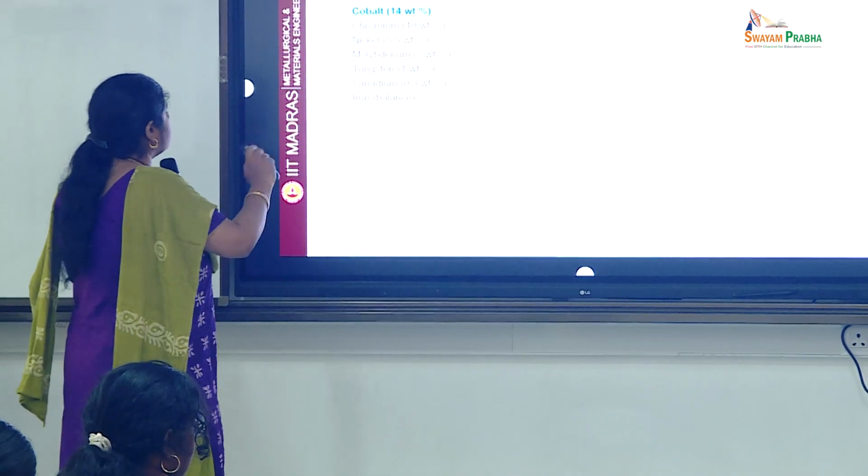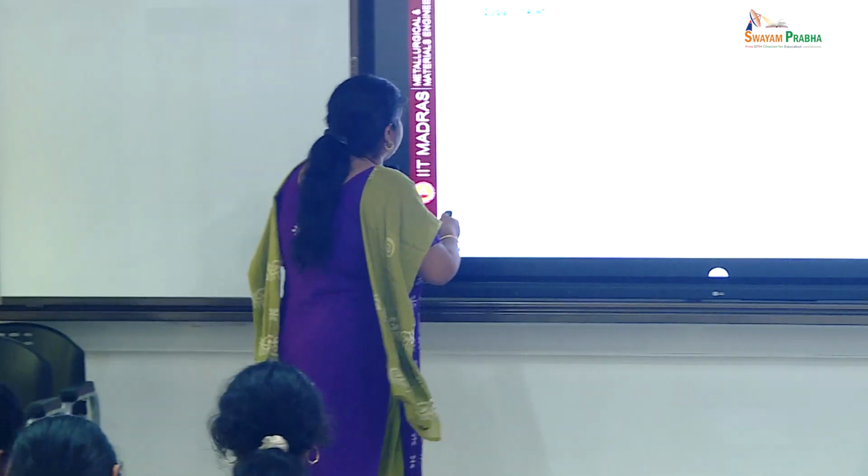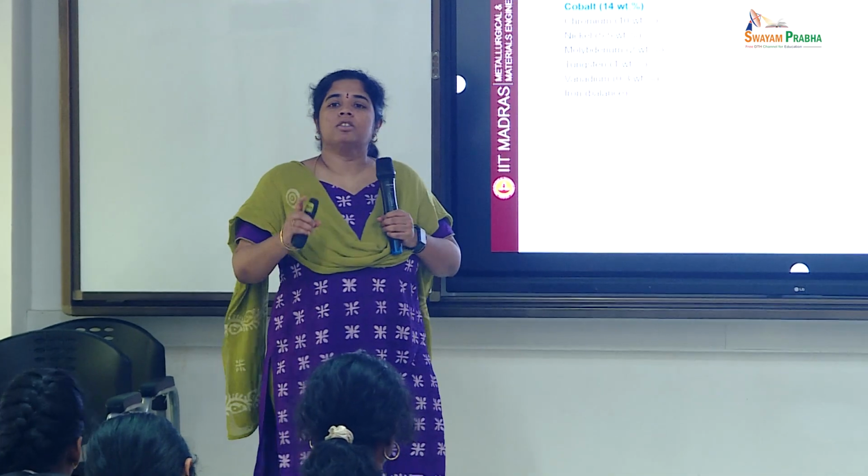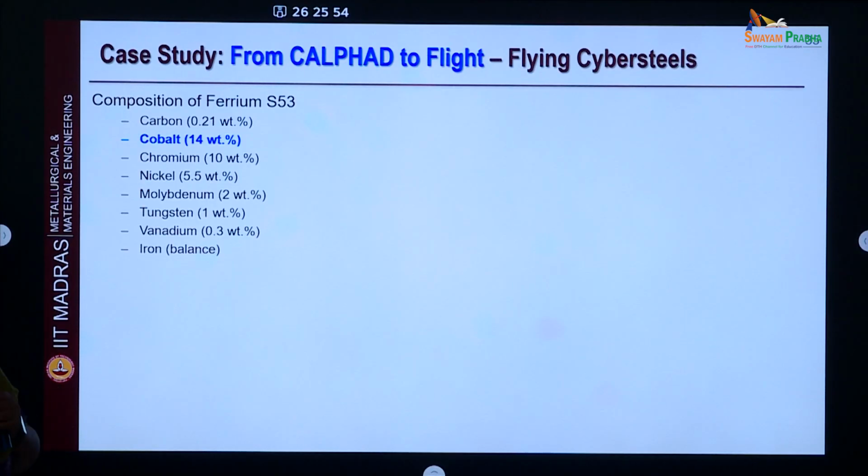So this is the composition, and why I highlighted cobalt here is because cobalt is not an element that is commonly added in steels. The number of classes of steels that has cobalt is very less. So the clever way of designing this is they added cobalt with a good amount of chromium to form the oxide scale, and also molybdenum to form the precipitate, and other elements for strengthening purposes.